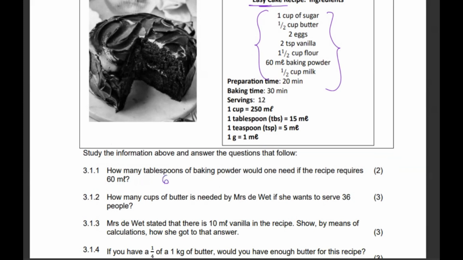So 60 mils, ask yourself how many, or only 1 teaspoon, because you're looking at tablespoons. Ask yourself, 1 tablespoon has how many mils? Oh, they are 15. So you come here, divide by 15. So you need 4 tablespoons.